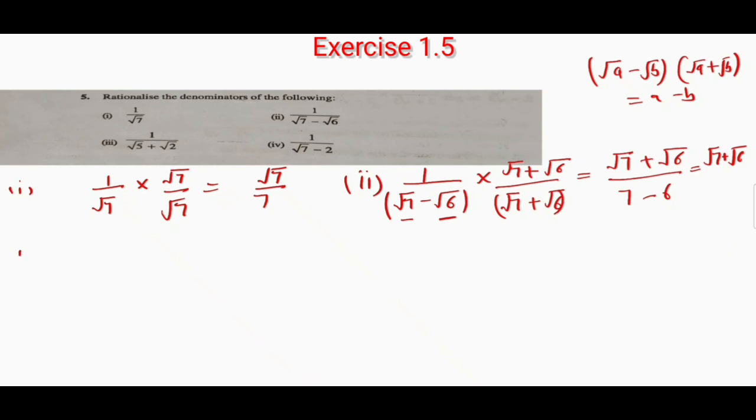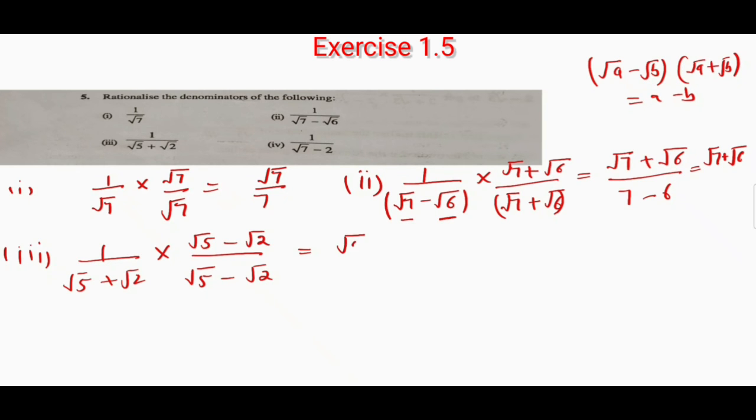Next question, the third one, is 1 divided by square root of 5 plus square root of 2. We multiply by square root of 5 minus square root of 2 divided by square root of 5 minus square root of 2. So similarly, square root of 5 minus square root of 2, and here I will use this identity. Here a is 5 and b is 2. So this will become square root of 5 minus square root of 2 divided by 3.